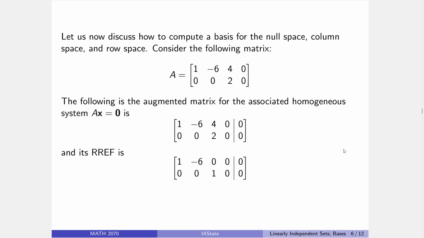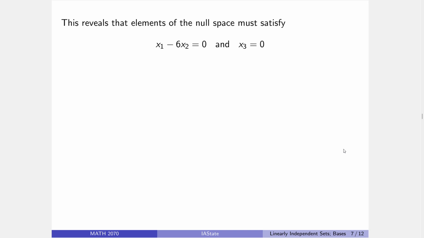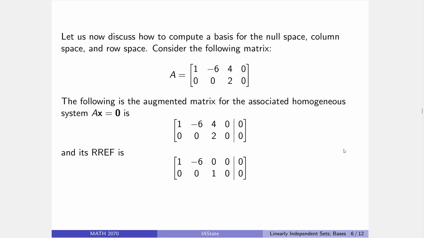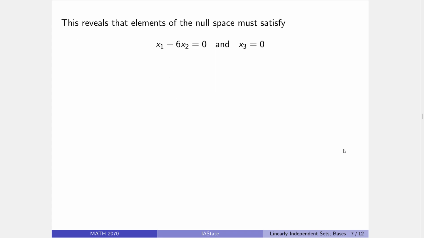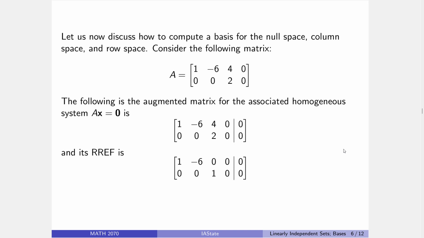The augmented matrix for Ax equals 0 is the following. So I take the matrix, I rref it. That gives me the elements of my null space. They have to satisfy those, so any element of the null space has to satisfy these. And let's be a little careful that there is a phantom x4 going on here, because there's a column of zeros.